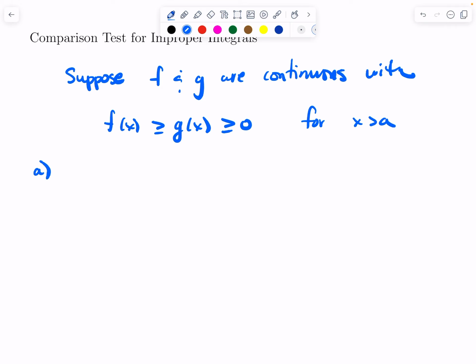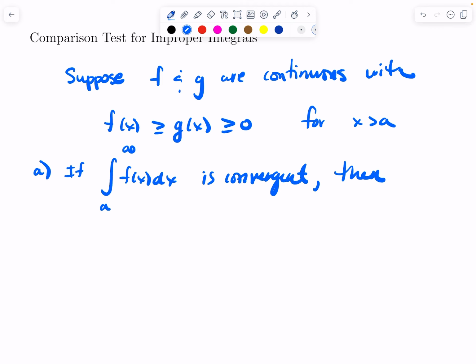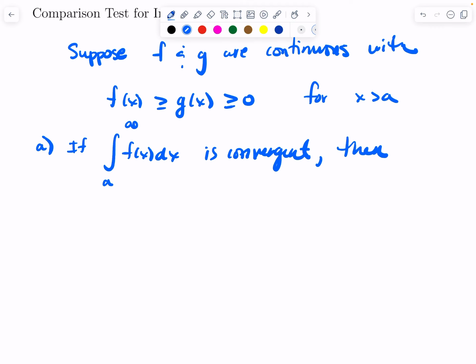All right, a couple of things. If you have the integral from a to infinity of f of x dx, so the one that sits above g, if this is convergent, and we know what convergent means of an improper integral, then the one that sits underneath, as long as it's positive valued, is also convergent. The integral of g of x dx is also convergent.